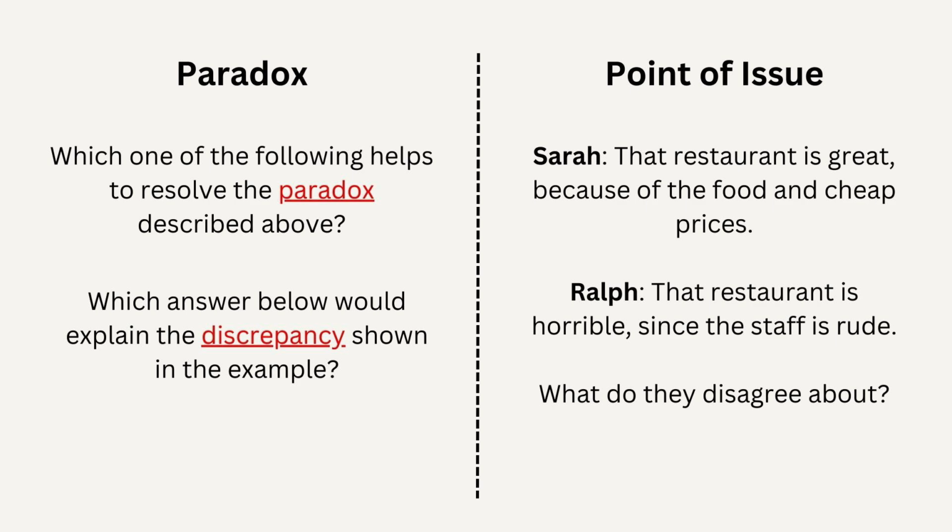Last, we have point of issue. So we have two people, Sarah and Ralph. And here we can see what they disagree about. And pretty much that's what they're going to ask you, whether they agree or disagree. And that's it for this first tip.